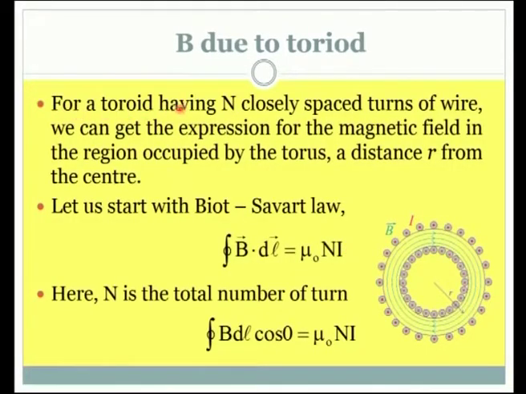For a toroid having n closely spaced turns of wire, we can get the expression for the magnetic field in the region occupied by the torus, a distance r from the center, which is also marked here in the diagram. R is the radius of the torus, the core.